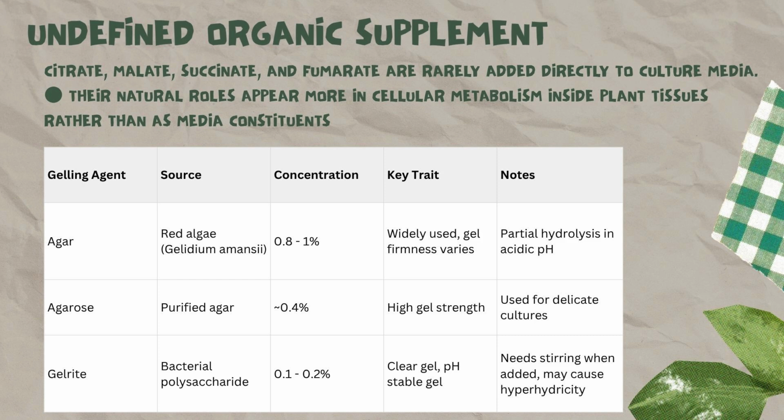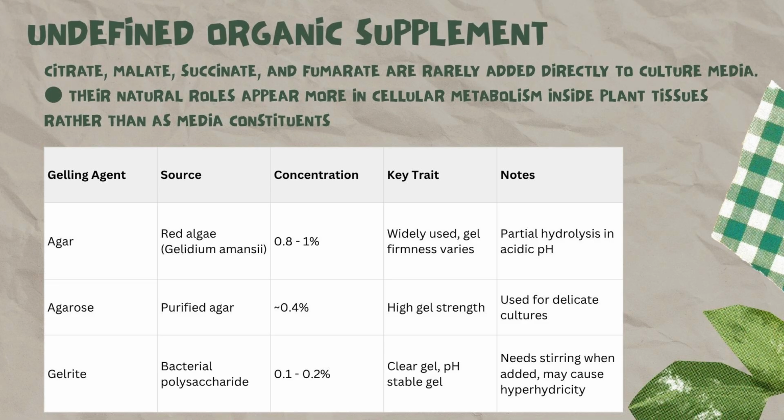Now let's talk about the three major gelling agents, used to solidify culture media and support growing plant tissue. Agar, extracted from red algae, is typically used at a concentration between 0.8 and 1%. It's widely popular, but the firmness can vary and acidic pH can partially break it down.